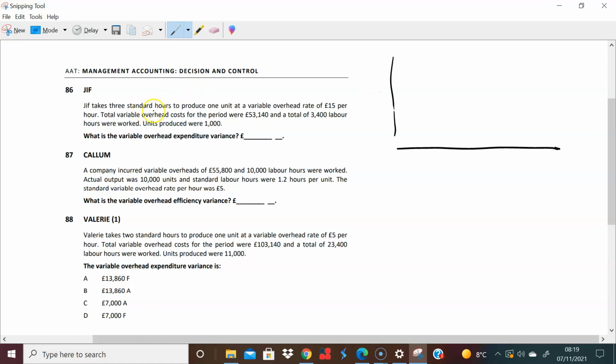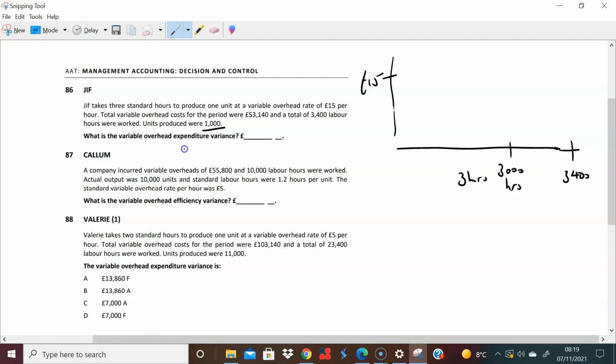So it takes 3 standard hours. We know it takes three standard hours, the same process every time: 3 hours to make 1 unit, and you're charging £15 an hour. Now it tells you that you actually produced a thousand units, so I'm expecting you to spend 3,000 hours. But what we now have here is a situation where you did 3,400 hours.